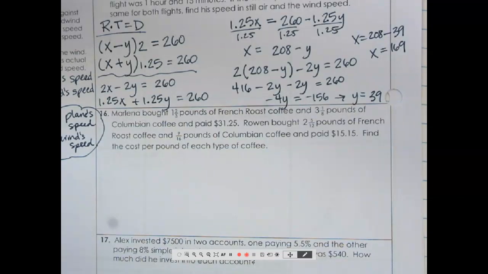Okay, so let's look at number 16. Marlena bought 1 2/3 pounds of French roast coffee and 3 1/8 pounds of Colombian coffee and paid $31.25. Rowan bought 2 5/12 pounds of French roast coffee and 9/16 pounds of Colombian coffee and paid $15.15. Find the cost per pound of each type of coffee. What are our variables representing? The cost of Colombian and the cost of French roast. Anybody want to use C and F or X and Y?